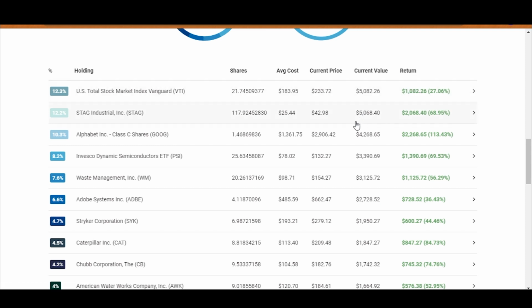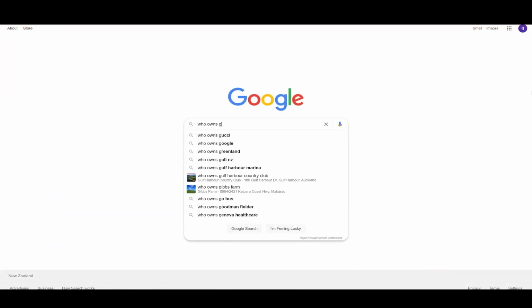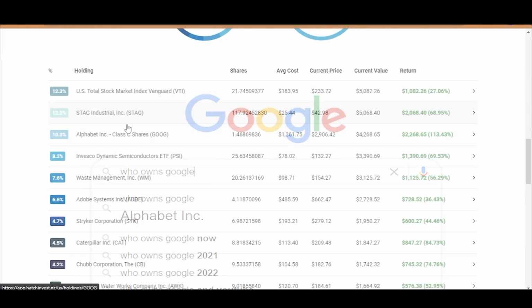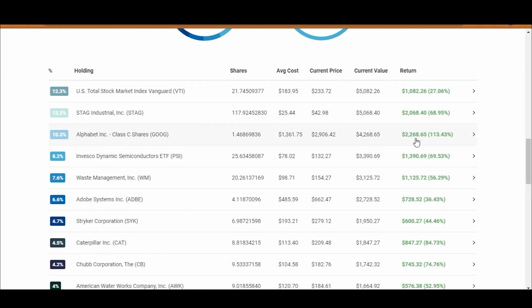Stays Industry has gone up 68%, and Alphabet, one of my favorite, has gone up 113%. So guys, you can make a lot of money by investing in well-known companies. You don't have to go and find small companies that no one else has found. Alphabet, which is the parent company of Google, is a well-known company and is still giving me a 113% return, which is massive.